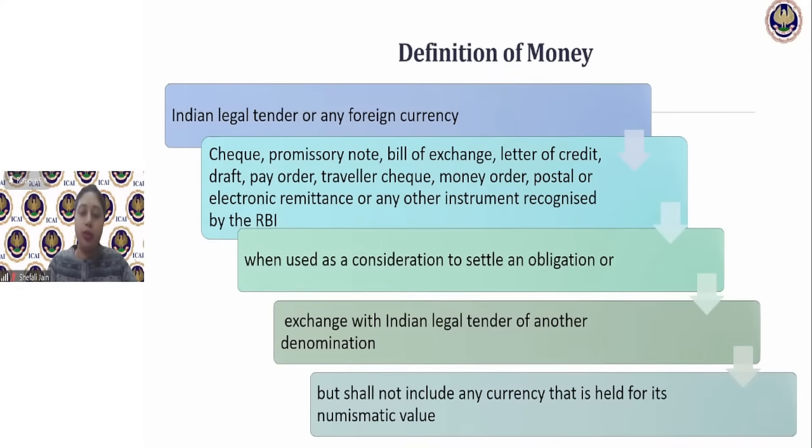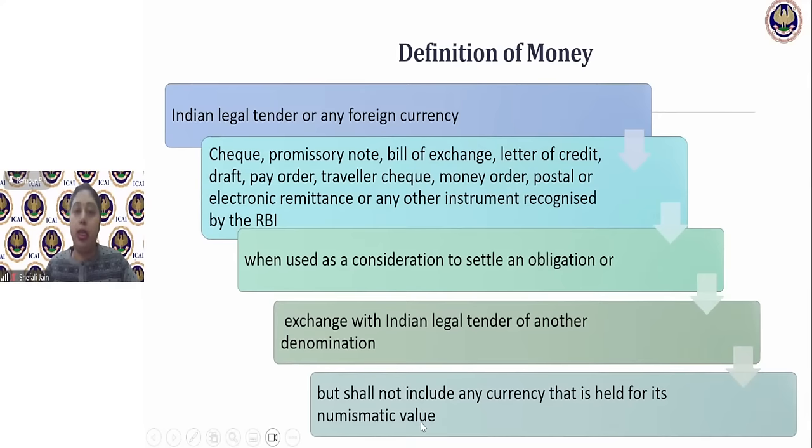Aapne, you have taken a, now 2000 rupees note is not there, but suppose you have taken a 2000 rupees note earlier and you got it exchanged for 2000 rupees note, then that is a money, but that is not a supply transaction. But it shall not include any currency that is held for its numismatic value.